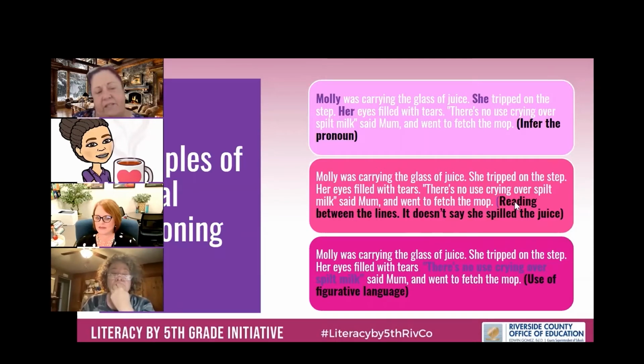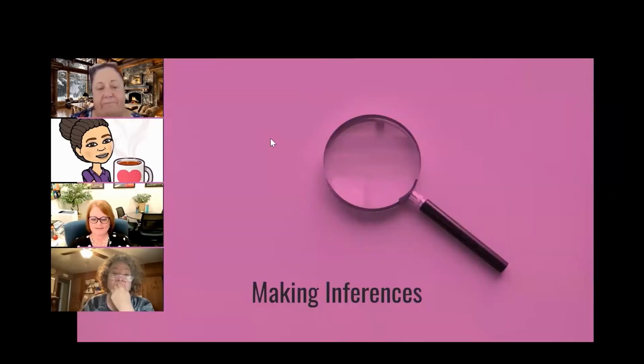Another is putting in information that the author doesn't include, right? It never said anywhere that Molly spilt her juice, but we have to add some background knowledge here. And then obviously there's the use of figurative language by an author or a speaker. So those are some examples of verbal reasoning.